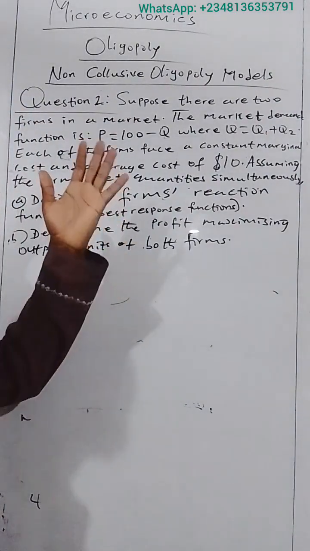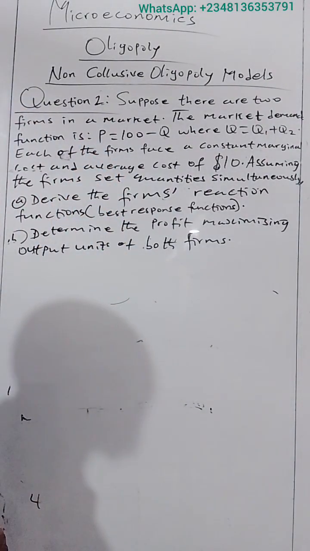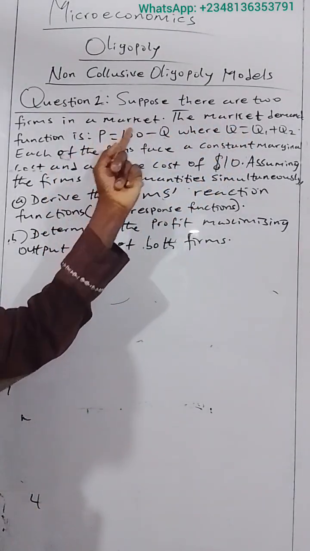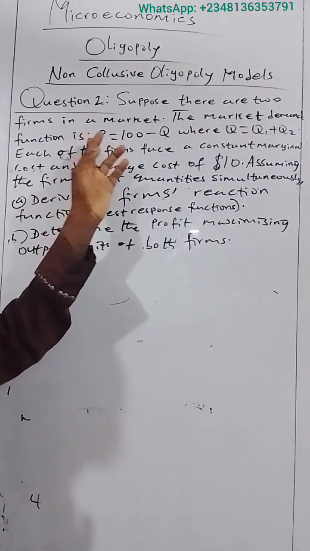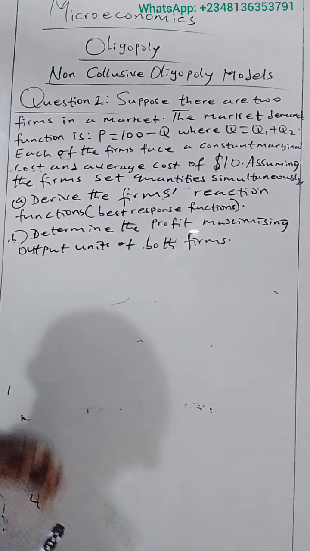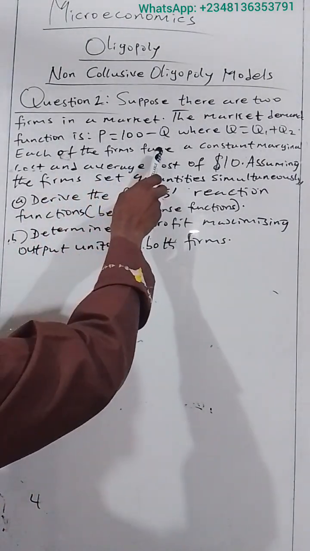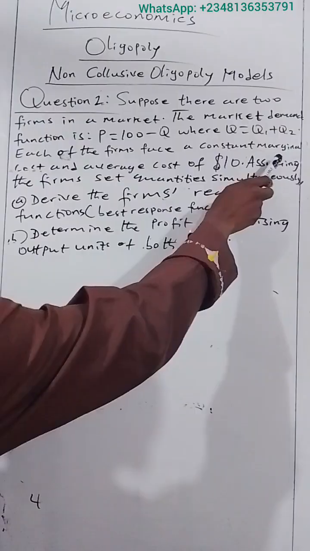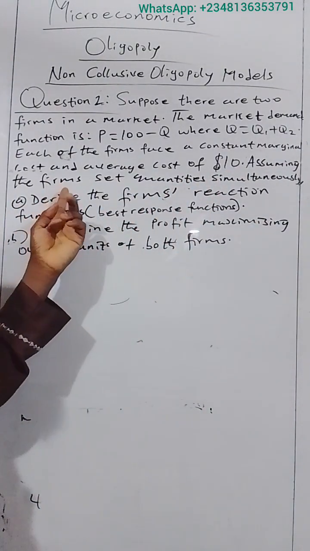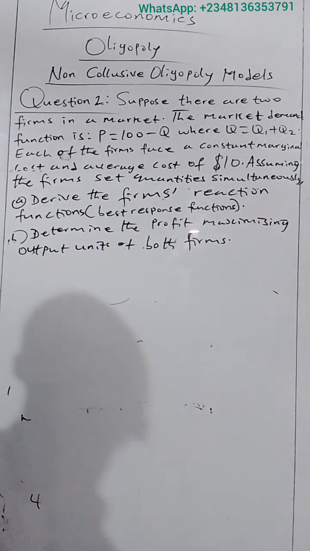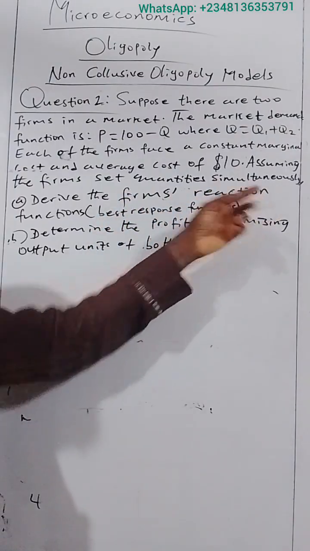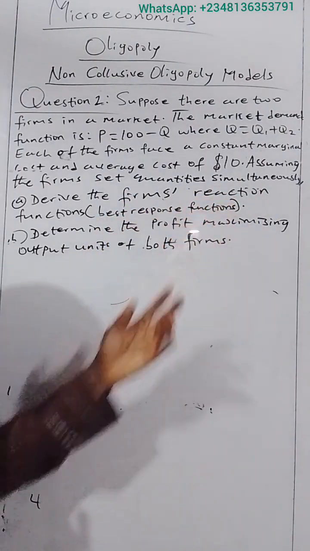In this class, I'll be solving this question on non-collusive oligopoly. This is question 2. Suppose there are two firms in the market. The market demand function is P equals 100 minus Q, where Q equals Q1 plus Q2. Each of the firms faces a constant marginal cost and average cost of $10. Assuming the firms set quantities simultaneously, (a) derive the firm's reaction functions, that is, best response functions.